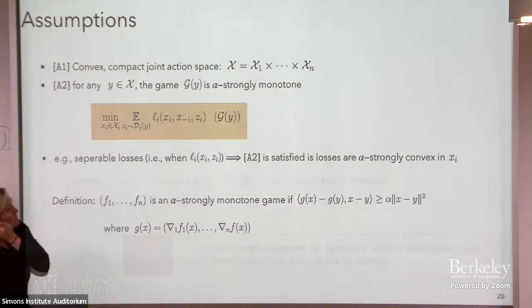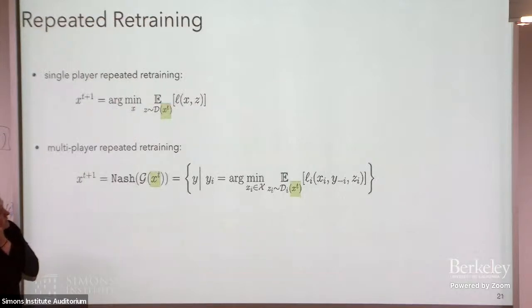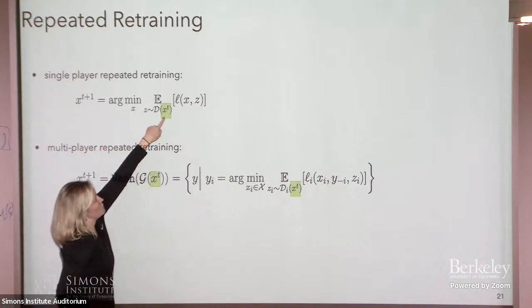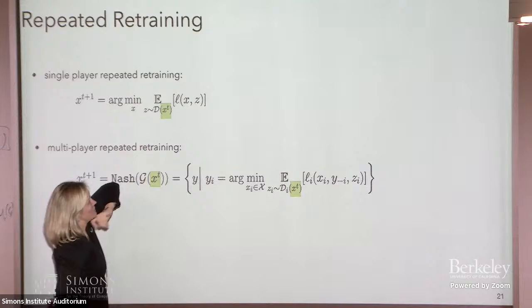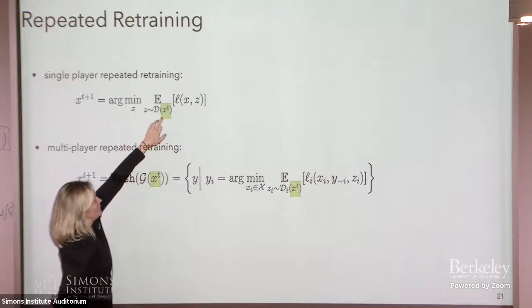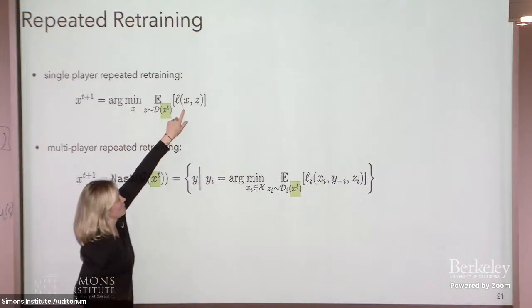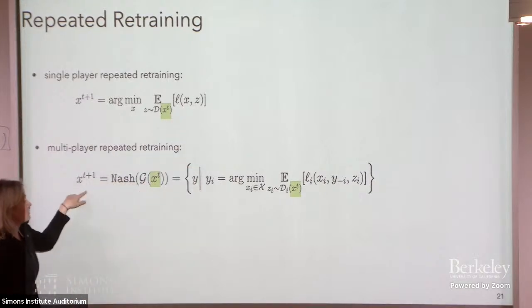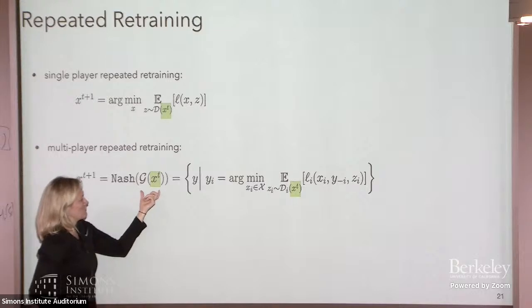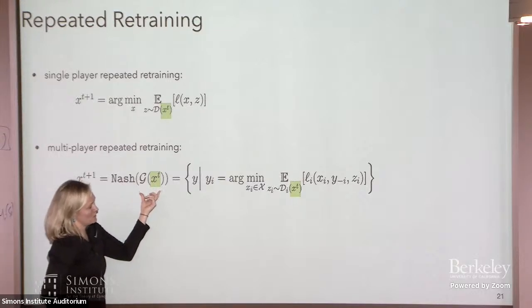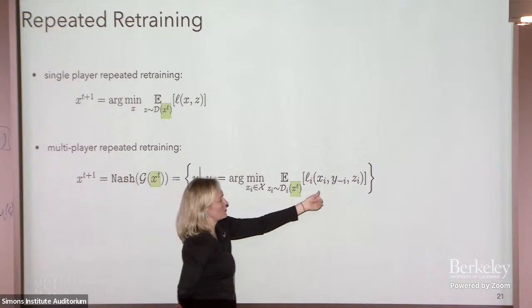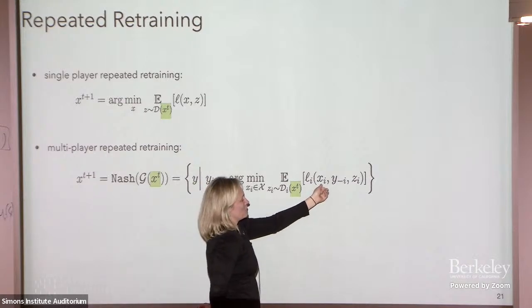So maybe it'll make sense once I define repeated retraining. What repeated retraining is in a single player case is you also fix the distribution at the previous action, xt. And then you just optimize with respect to the explicit dependence in the loss function. And for the game case, we'll do the same thing. We're going to define this induced game by the previous action, and so that's xt here in the data distribution. And then we still have a game between the players in terms of xi.